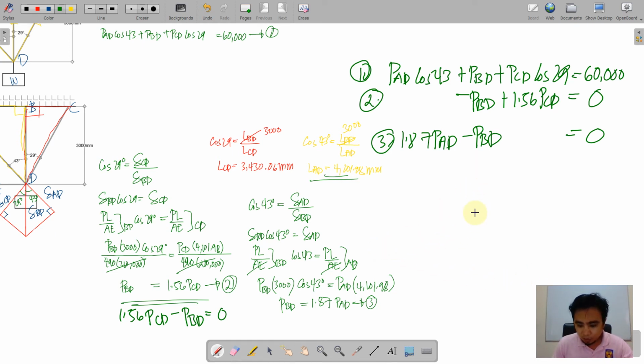Okay, so we have to check this length of CD here, misplaced. Just have to erase that one. So PCD times LCD, that is 3,430 supposedly. Anyway, we'll just have to replace our relationship. So 3,430.06 divided by 3,000 divided by cosine of 29 degrees is equal to 1.307 PCD. Let's replace this one.